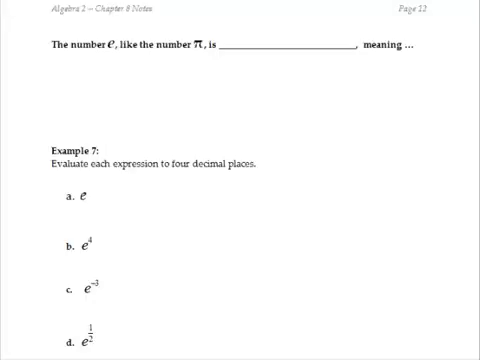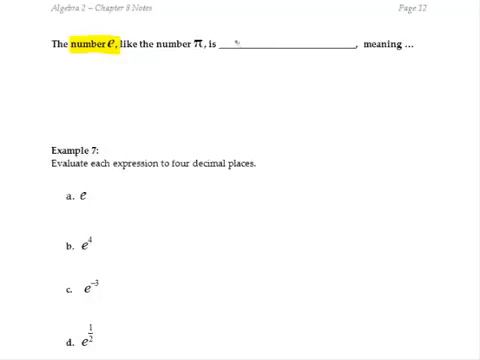This is the second part of lesson 8.2. We're still talking about exponential functions, y equals a times b to the x. But before we talk about the next type of exponential function, we have to talk a little bit about the letter, which is actually a number, e.